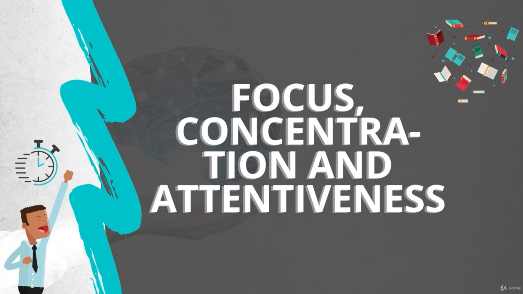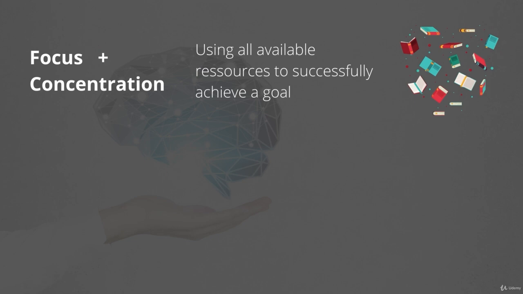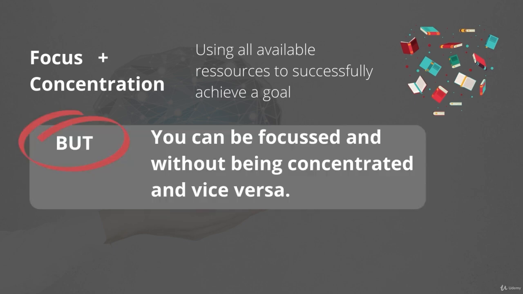Your focus, concentration and attentiveness is one of the most important factors for your reading success. But what do we mean by these terms? Both focus and concentration mean using all available resources to successfully achieve a goal. If your goal is reading a book, for example, it means that you use all available brain capacity to achieve this goal, so to read the book. But there is a little difference between the two, so between focus and concentration, because you can be focused and not be concentrated at the same time, and vice versa. This has to do with a tiny little difference between the two.